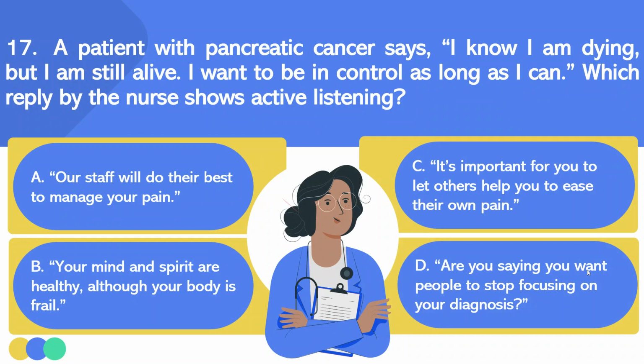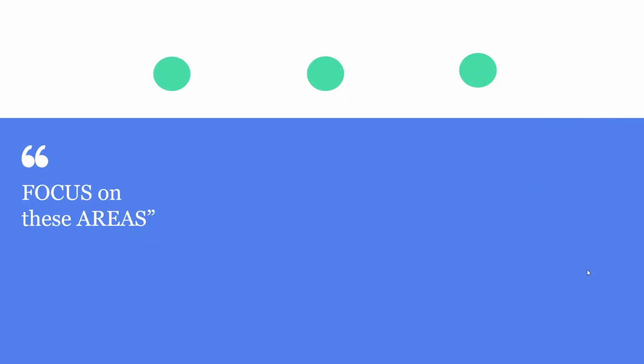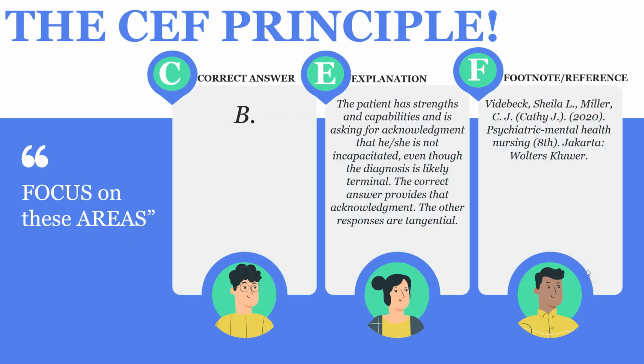Eliminate immediately letter D because that's actually a close-ended question. And then also we'll have to eliminate letter C because that's considered to be a false reassurance. The best answer for number 17 is letter B. The patient is considered to have strength and capabilities, and even though the diagnosis is likely terminal, that actually provides an acknowledgement of the patient's capacity. So 17 is letter B.